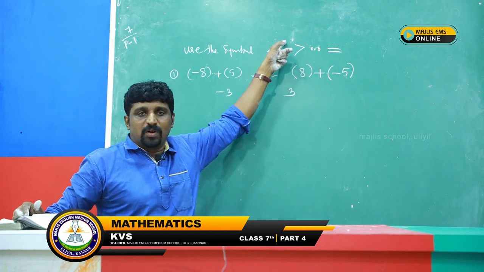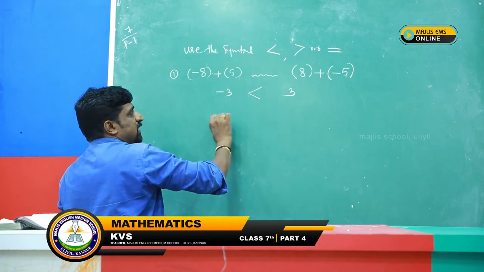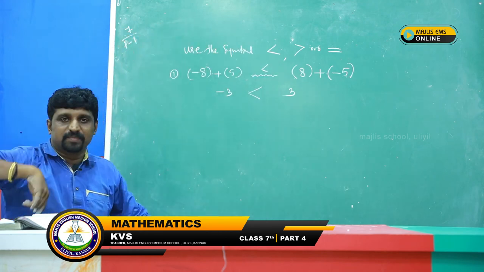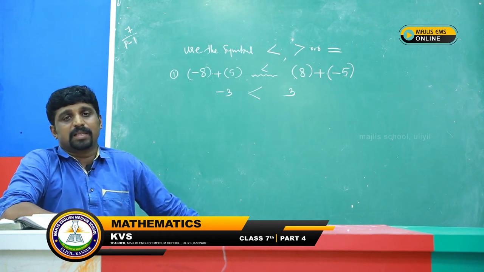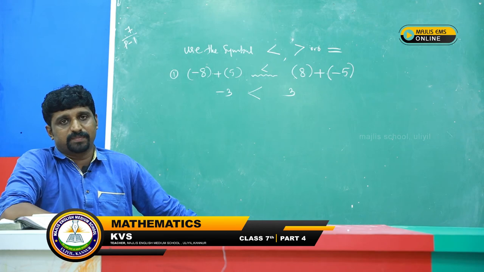It's not equal. One of the symbols we can put, where do we put? Yes, here. Therefore, we need to put the symbol like this. Clear. We find out the value. Addition you already know. Like that we can find out, and after that you can compare which one is greater or which one is smaller.